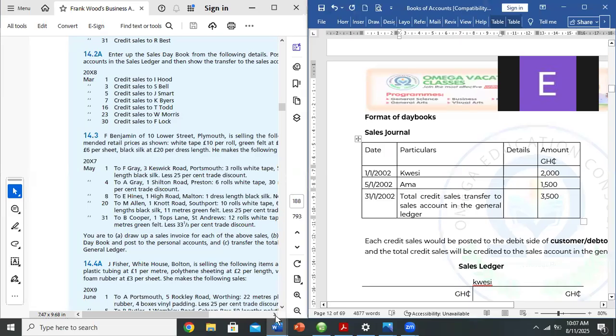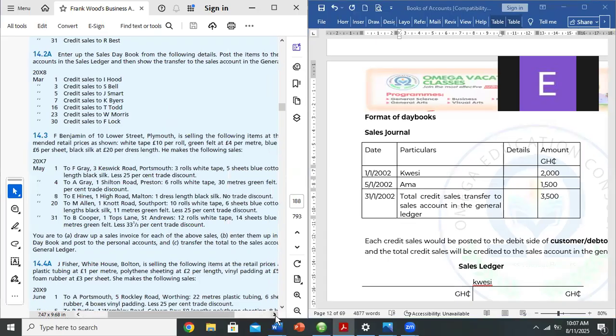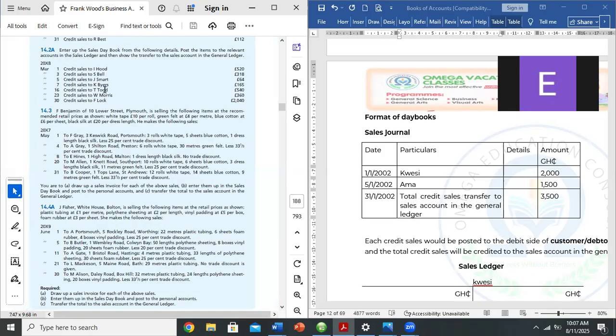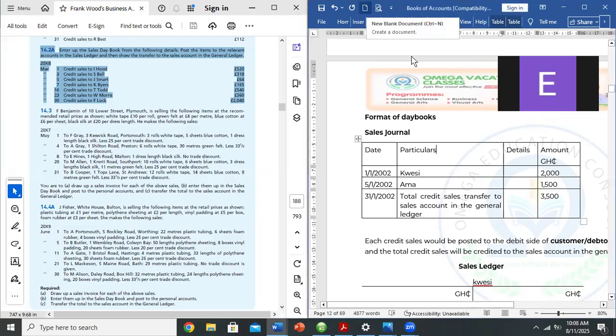I'll need someone to read it for us. Question 14.2a. Please, who would read the question for us? Just a small question for us to try our hands on. Yes. We have Kentucky here. Kentucky, are you here? Yes. Please, can you read the question for us?